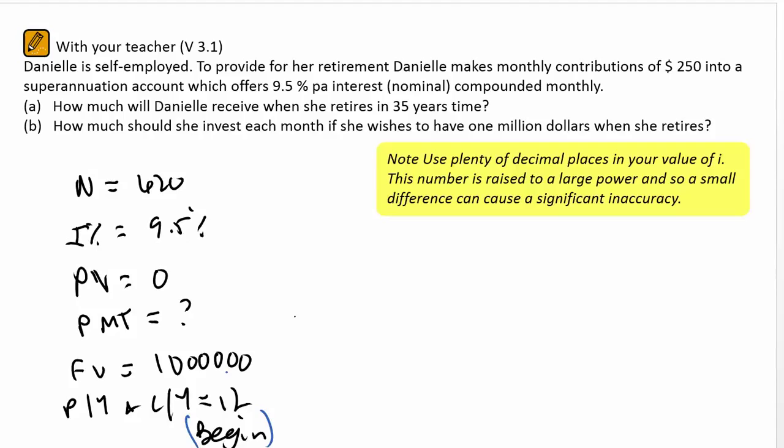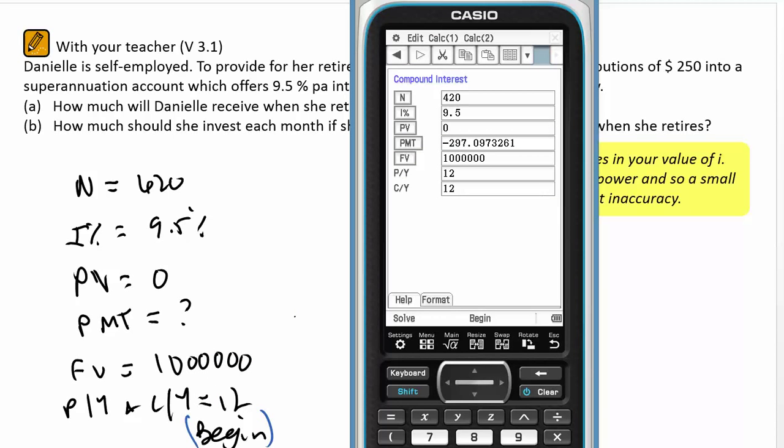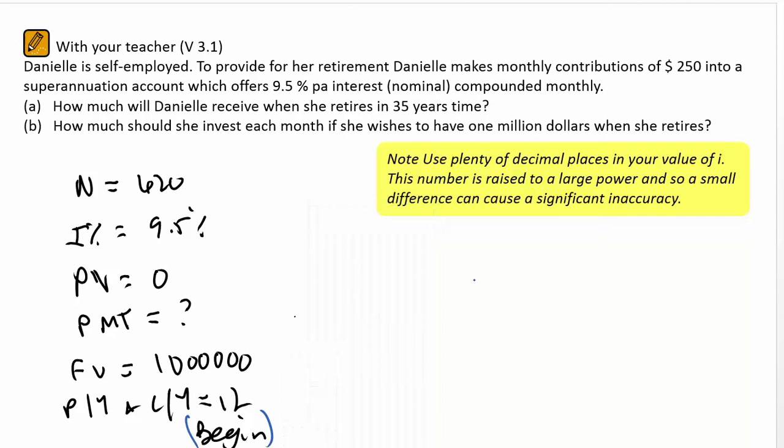So the answer here, as we saw before, $297.10. Sometimes referred to as the repayment figure.